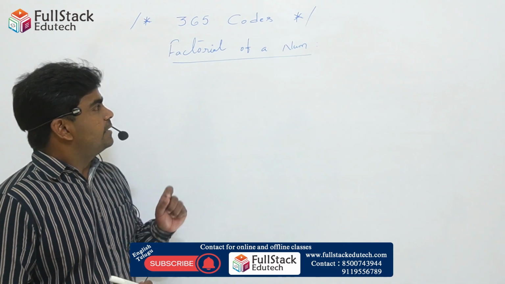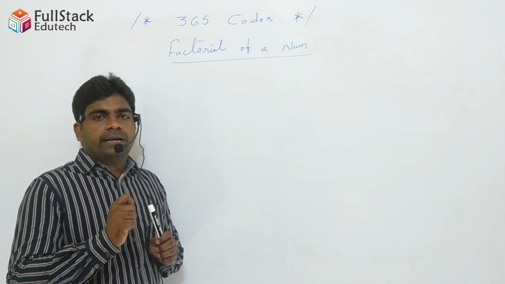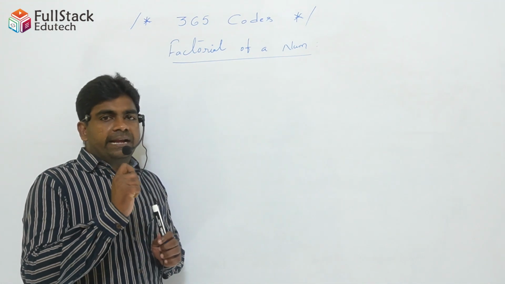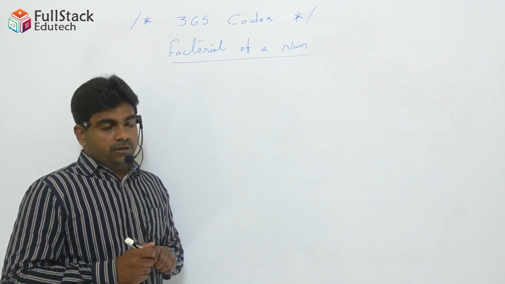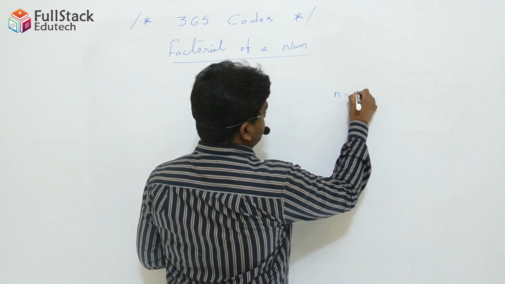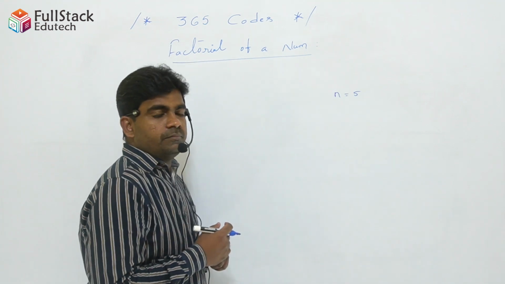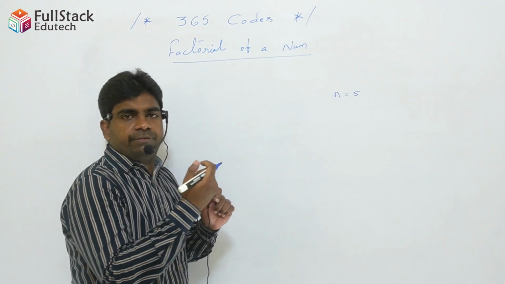Hi everyone. In this video I am going to explain a logical program, how to find the factorial for the given number. First of all, suppose they have given the number 5. What is that factorial? How to find the factorial?